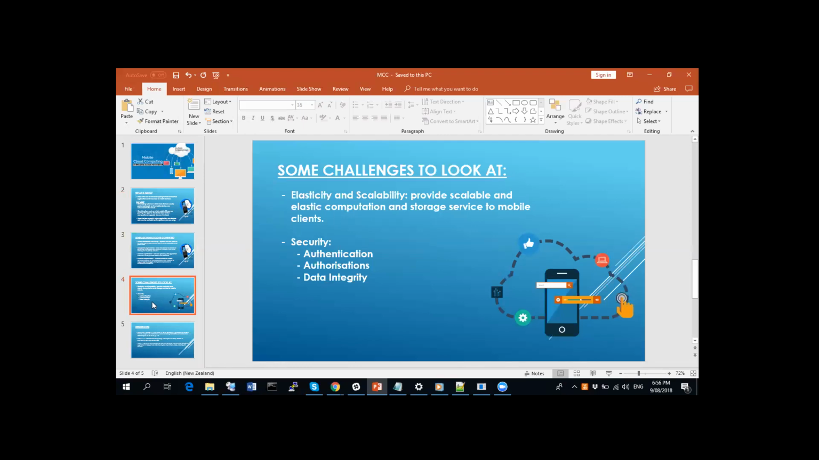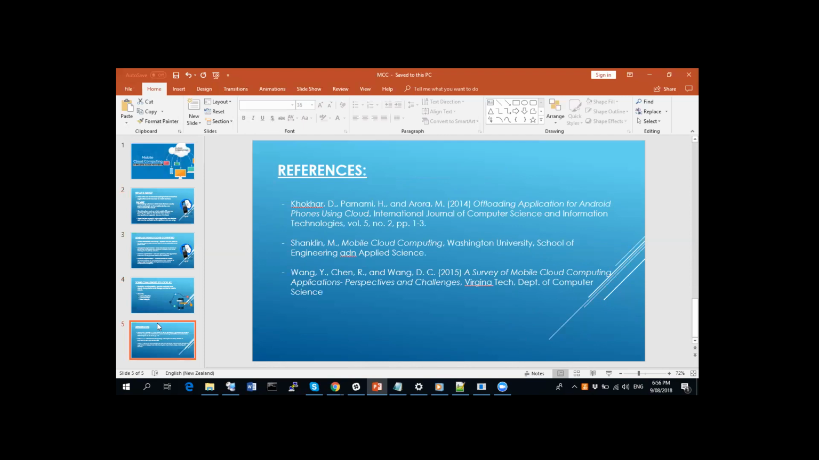And lastly, data integrity. This deals with encryption. Our mobile devices are not equipped with enough processing power to encrypt all the data. If it was on a laptop or a server, it would be done in minutes, but on mobile devices it will take ages. So these are some of the challenges that we are looking at. And as for my references, there you go.